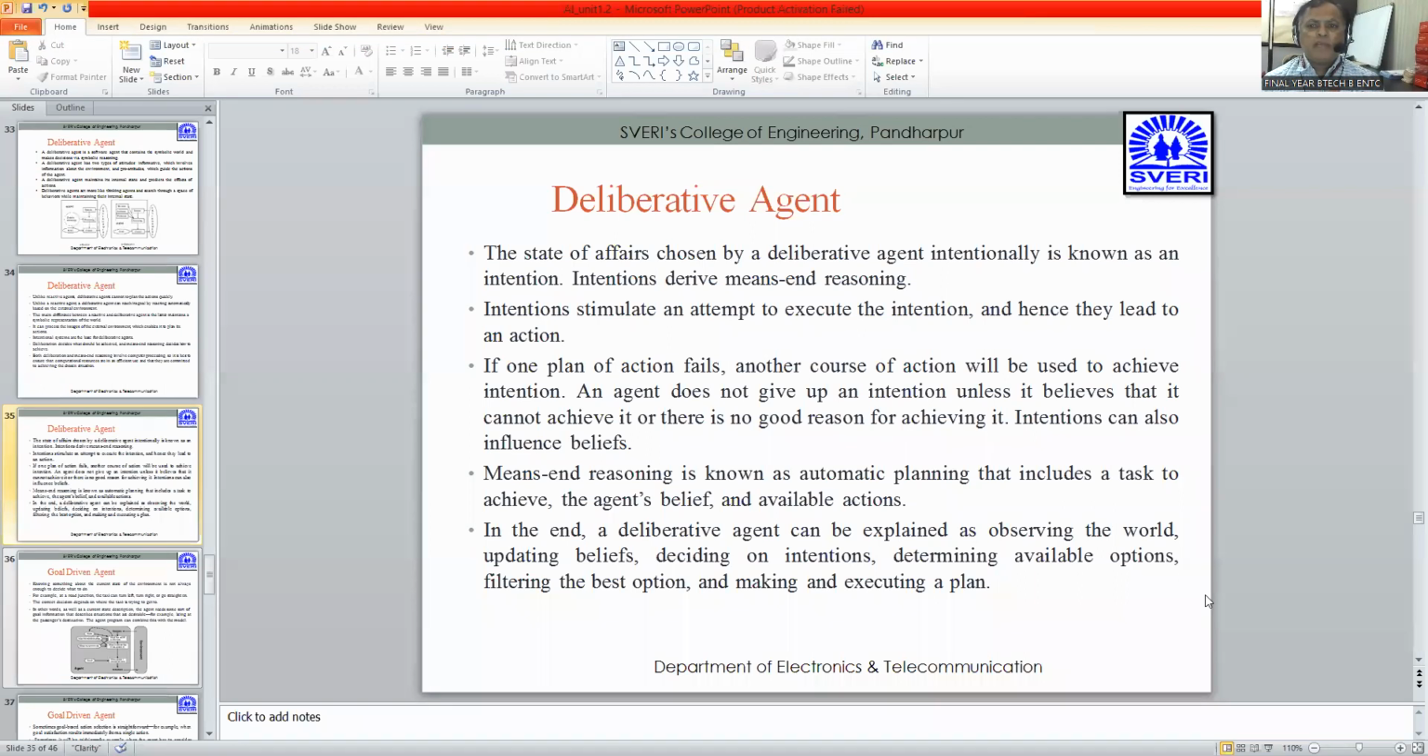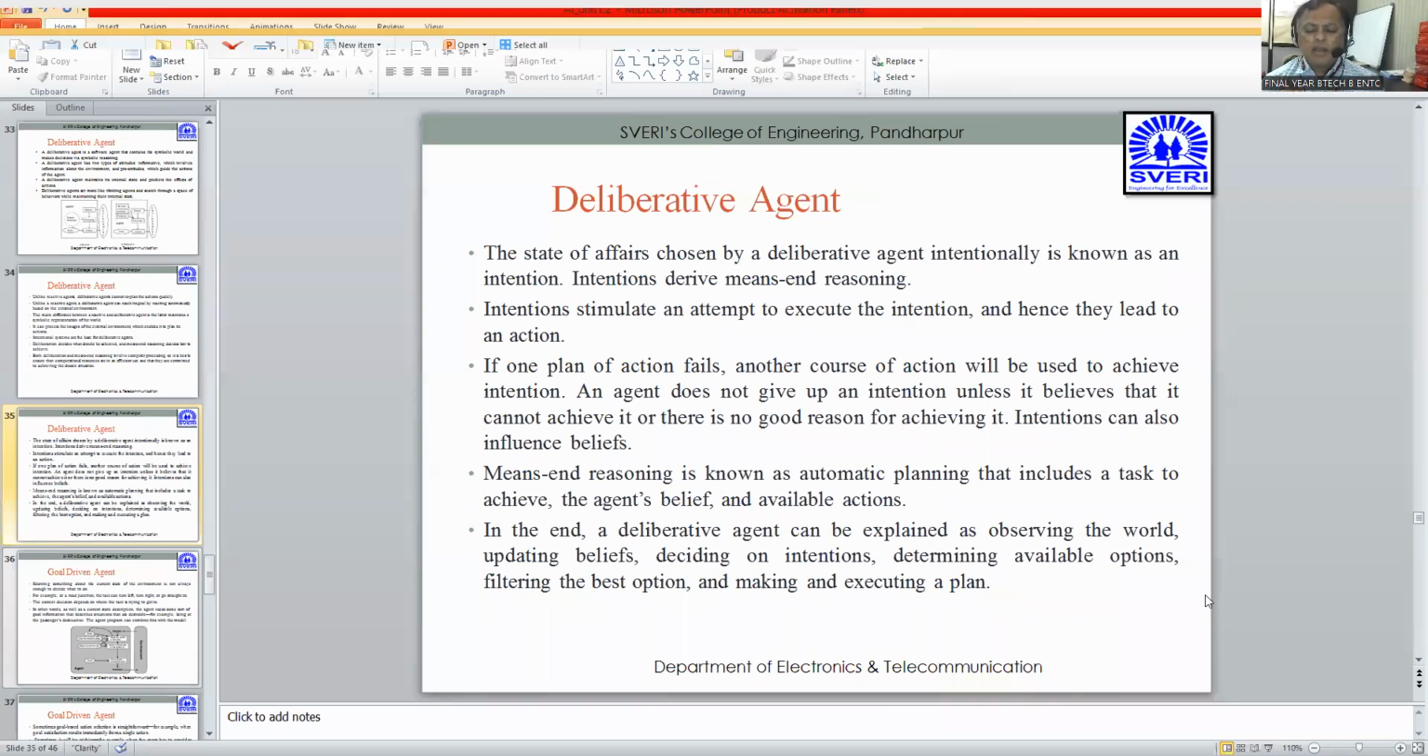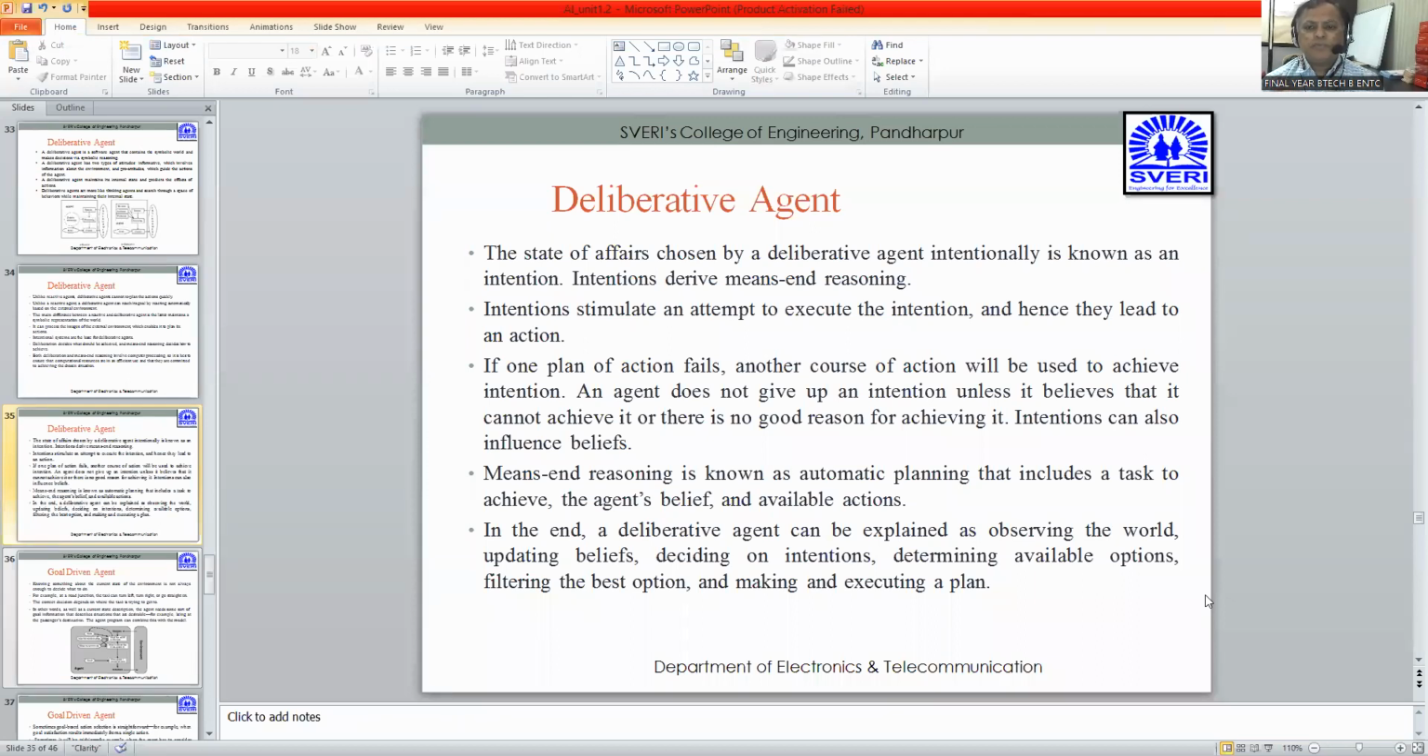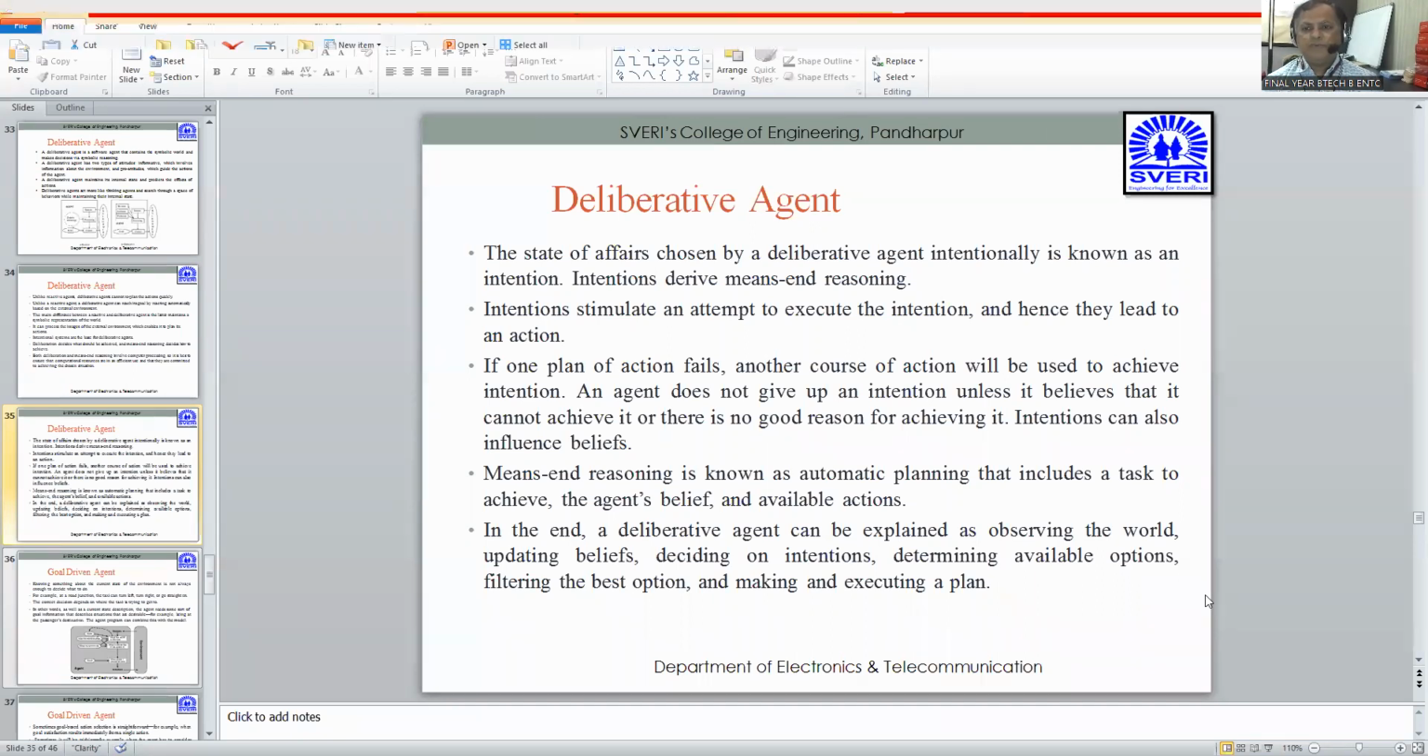Now what will happen? If my intentions are good and I am reaching an action, I know what the goal to be achieved is, and I'm stimulating the execution. If it fails, it will keep on trying because the intentions are good. It will keep on trying until it achieves. But if it feels that it cannot be achieved, then only it can leave. Otherwise, it will keep on trying.